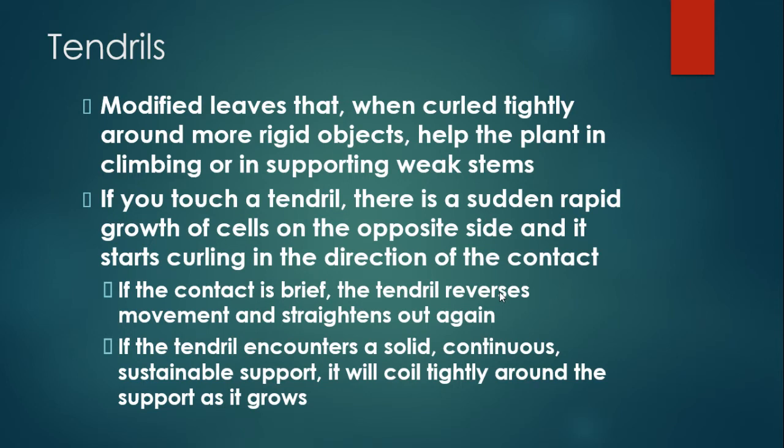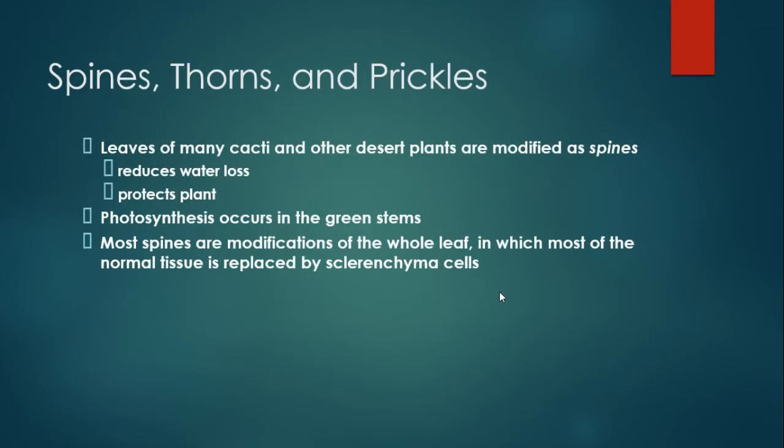If the contact is brief, the tendril will reverse in the movement and straighten out again. If the tendril encounters a solid, continuous, sustainable support, it's actually going to coil tightly around it and use that to grow. Leaves of many cacti and other desert plants are modified as spines, which reduce water loss and protect the plant as well.